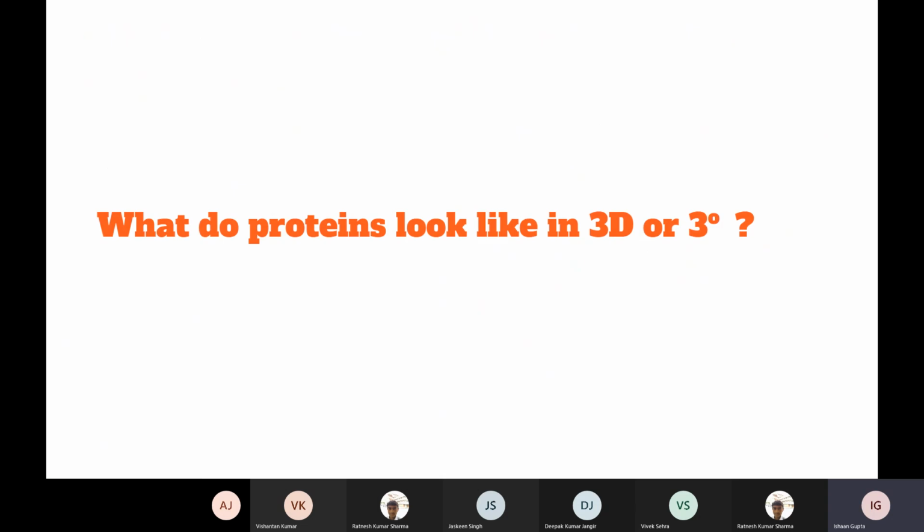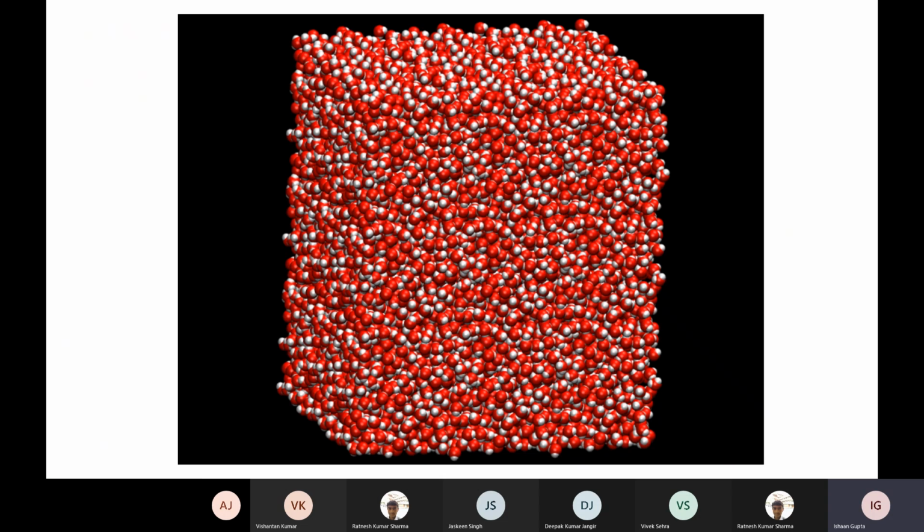So when we talk about three dimensions, like looking at protein in tertiary or quaternary structure, how do proteins actually look like? So this is actually how a protein looks like. Can you tell me what these molecules are? The protein is somewhere here. There is the protein and there is something else also here. So is it water? Yeah, it is water because you have one large oxygen with two hydrogens, right?